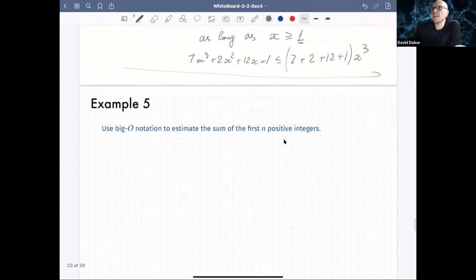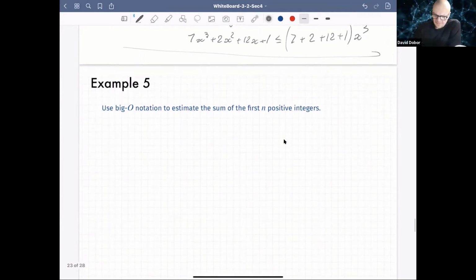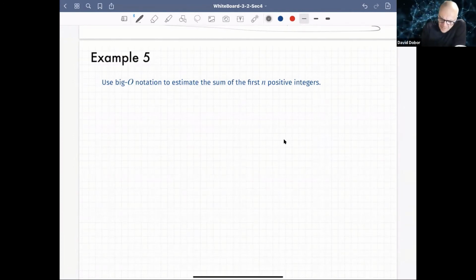Okay, let's do this example. I want to know how much time we have. All right, let's do this one because we came across it, so I don't want to skip it. Now it's on the screen. So let's do these guys: 1 plus 2 plus 3 plus blah, blah, blah, plus n. What's the big O estimate of this sum, the sum of the first n integers? Any suggestions?